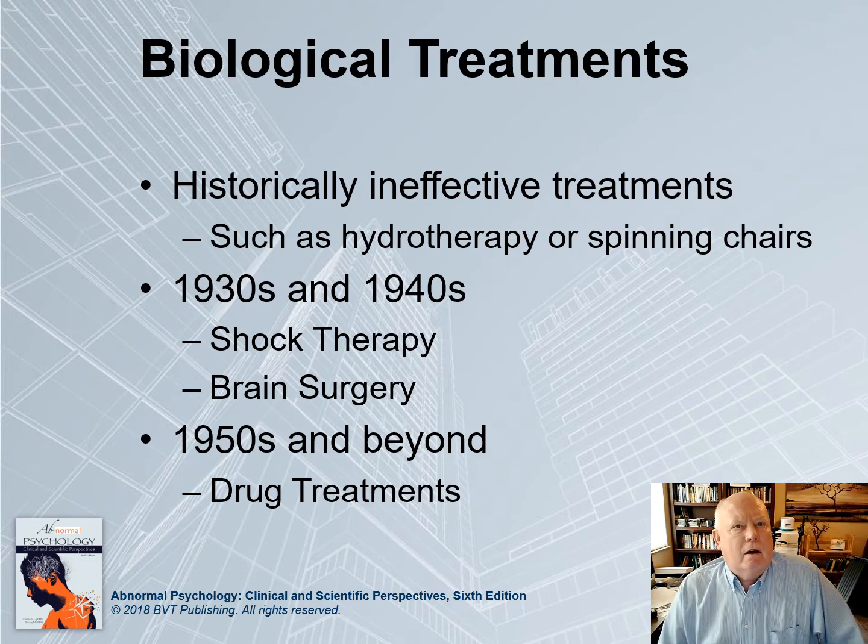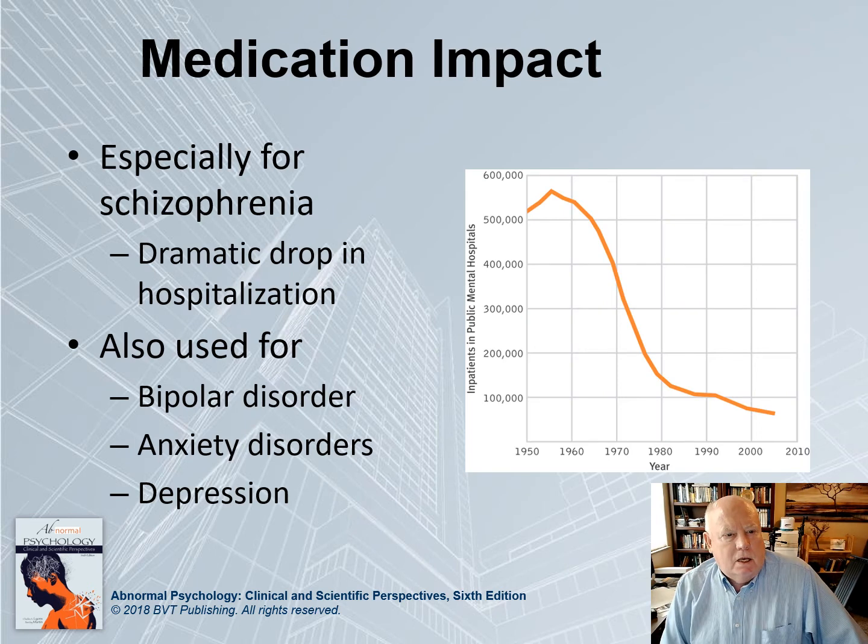But what changed everything was the development of drugs. The first drugs developed in the early 1950s treated severe psychological disorders such as schizophrenia. Since then, we've developed dozens of drugs to treat dozens of disorders. Some of those drugs seem to be effective for many different disorders. Drug therapy is the primary biological treatment, although it is not the only biological treatment we use today. To give you an idea of how important drug therapy is, around 1950, about 550,000 hospital beds in the United States were occupied by people who had the diagnosis of schizophrenia.